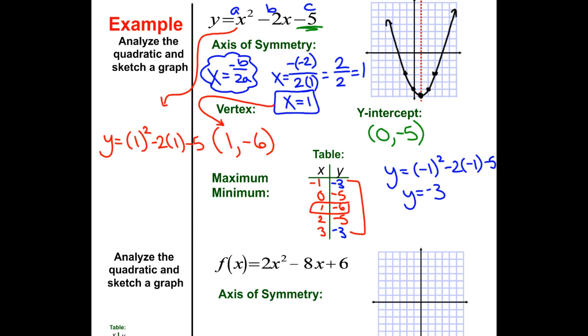Now you can look, does this have a maximum or a minimum? Well, it's opening up. That means it can go only so low, so this is going to have a minimum. And the minimum, again, is going to be my vertex.